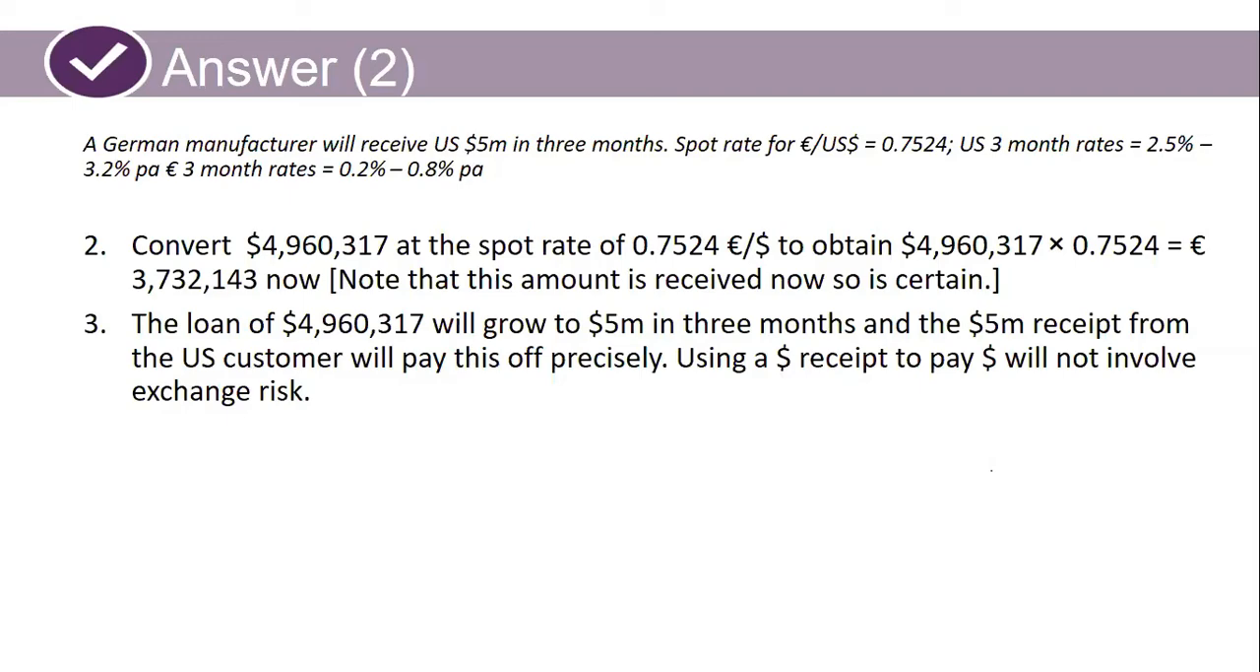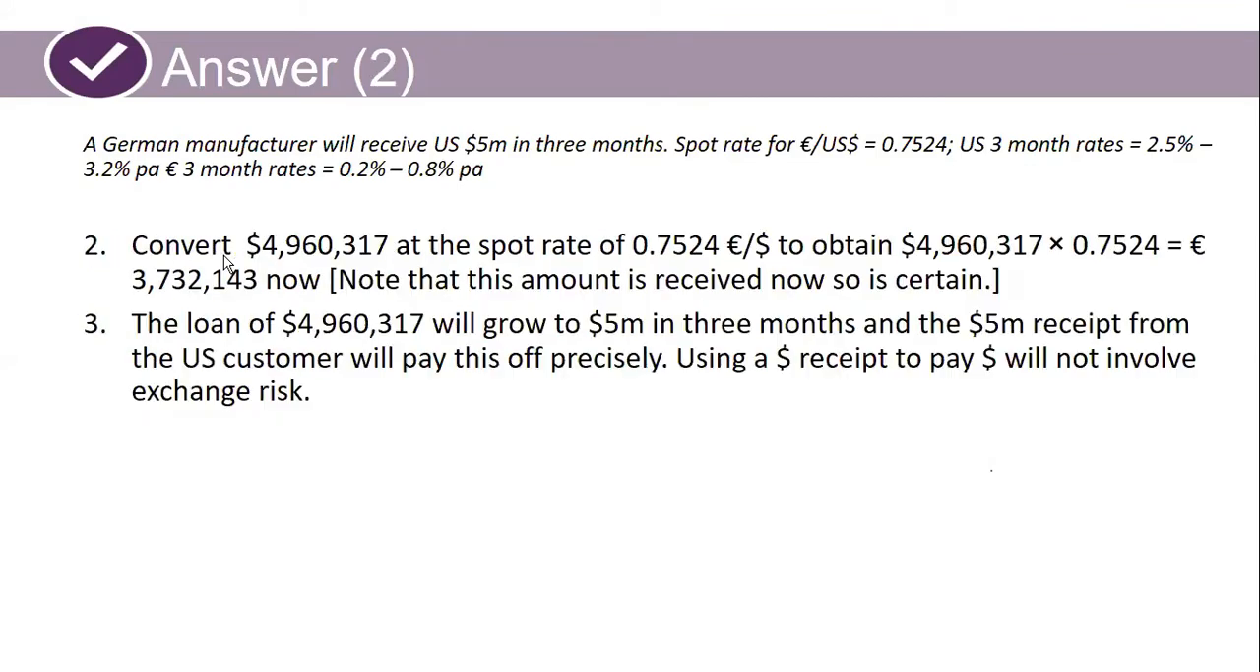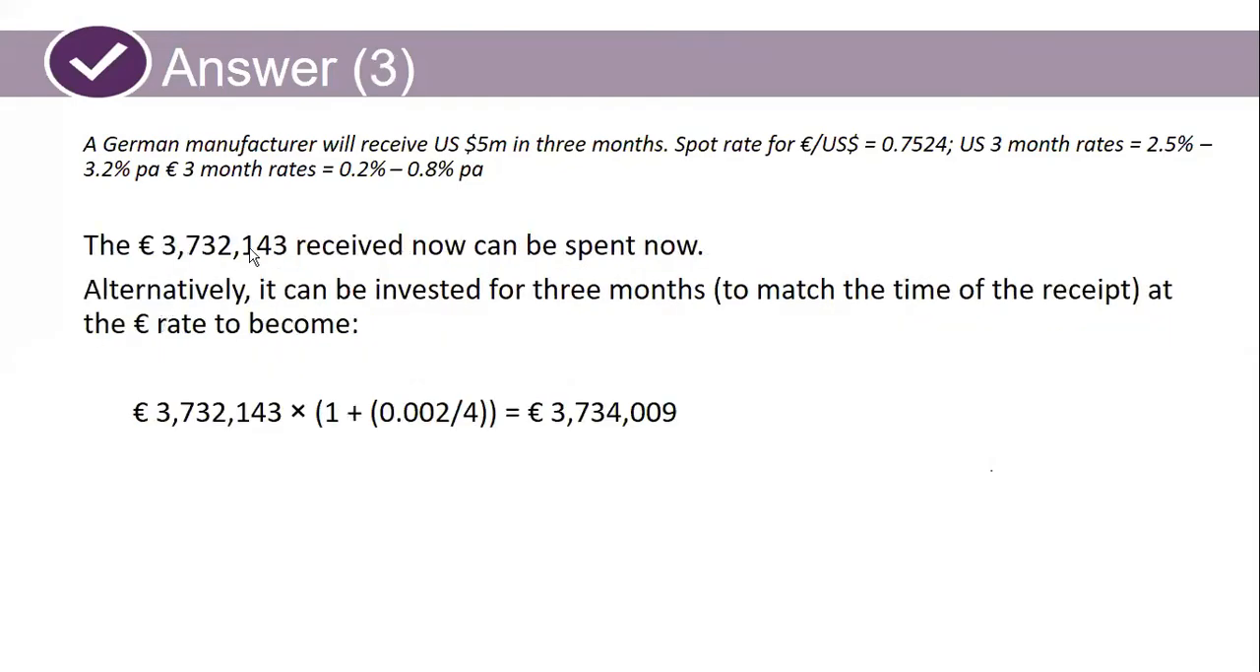Here is your money. And this 3732 euros, which I got from here, I am not going to leave at home. I want to put this money in the bank. Either you can spend it now or you can put it into the bank for 3 months to match the time of the receipt. I put it into the bank at the interest rate I'm going to get, and it will become 3734. And this is the difference which I make as my interest income.